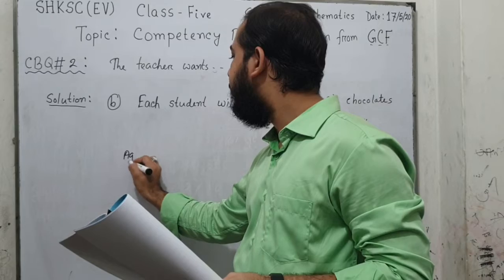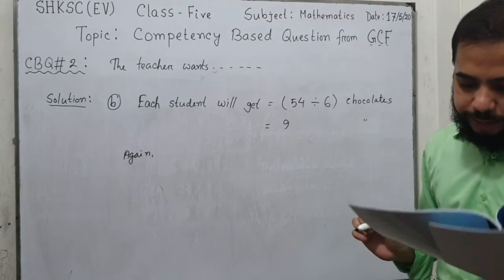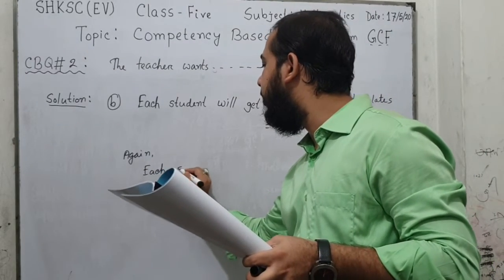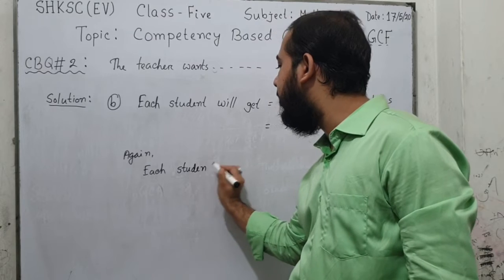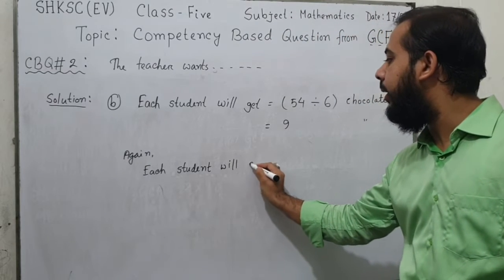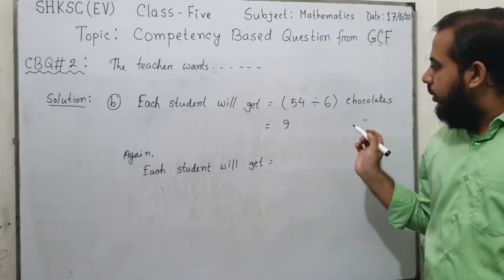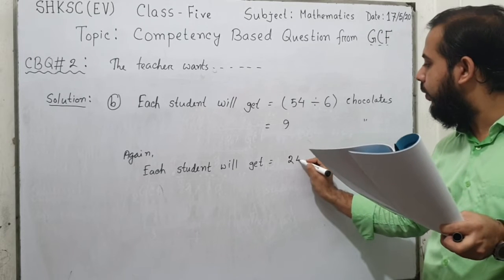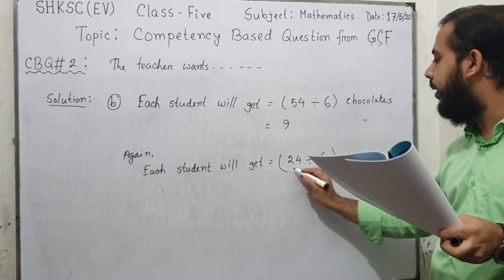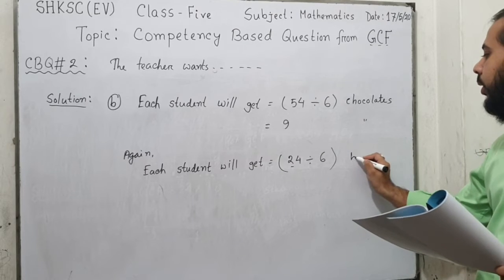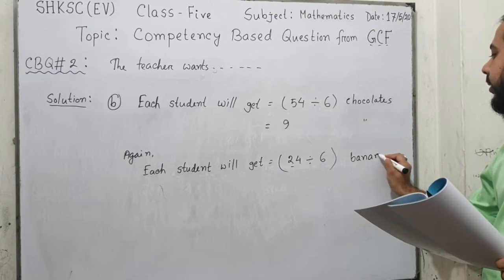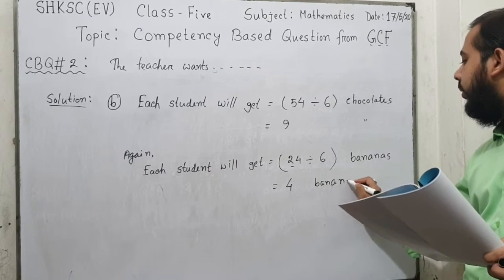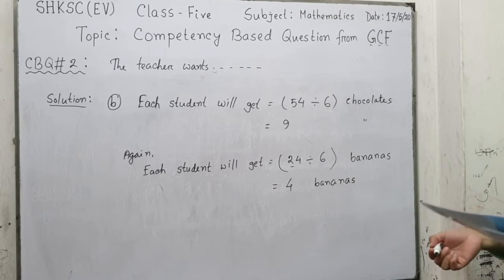Again, how many bananas will each student get? Each student will get bananas. So 24 divided by 6. The number of bananas was 24. So 24 divided by 6 is 4 bananas. So the number of chocolates is 9 and the number of bananas is 4.